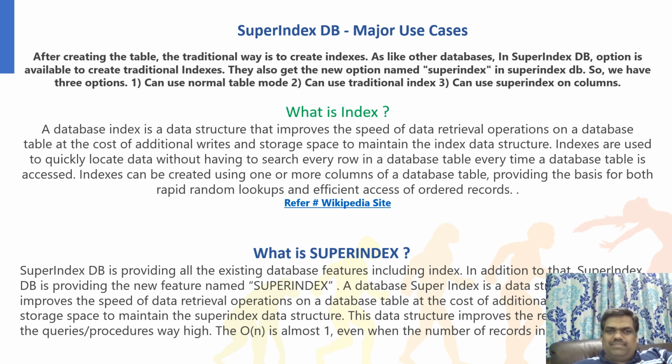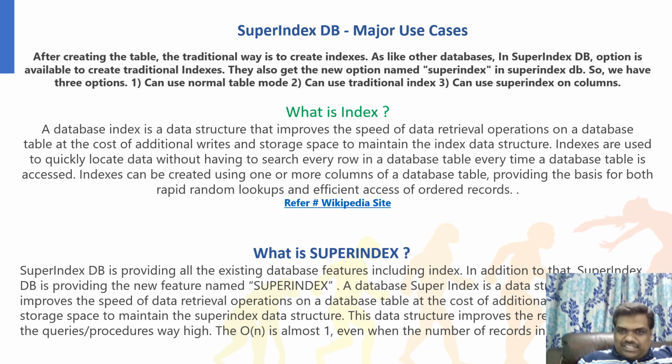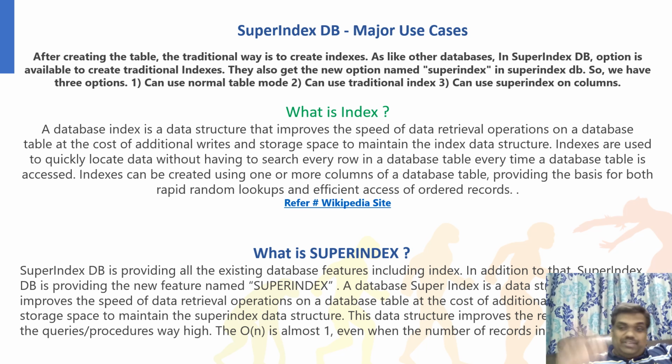So this is basic stuff. In SuperIndex DB, we have three concepts. We can use a normal table mode, or a traditional index, or SuperIndex operations. So we have three options: one is a normal table mode, another is a traditional index, and another is a SuperIndex, right?